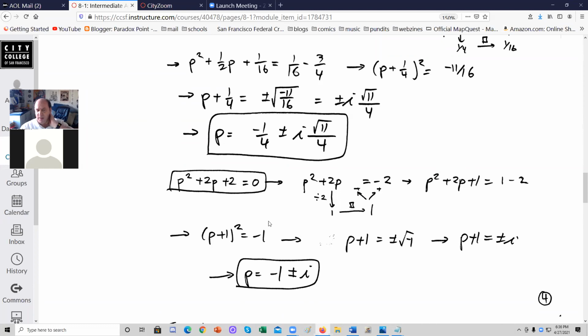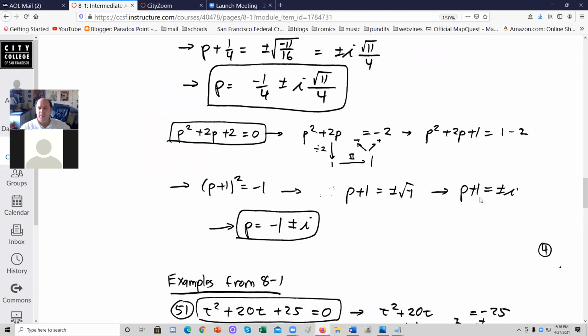This left side is the square of p plus 1. Put this 1 here from completing the square. 1 minus 2 is a negative 1. p plus 1 squared is negative 1. Take square roots. p plus 1 equals plus or minus root negative 1. So p plus 1 equals plus or minus i. And subtracting 1, you get p equals negative 1 plus or minus i.